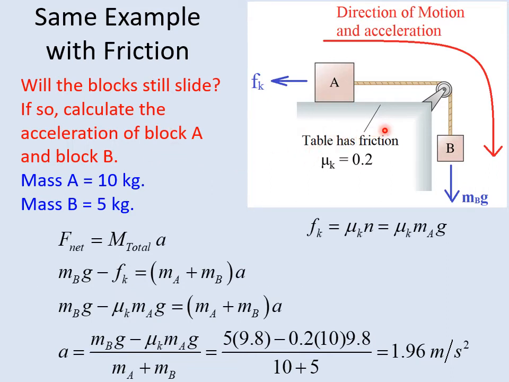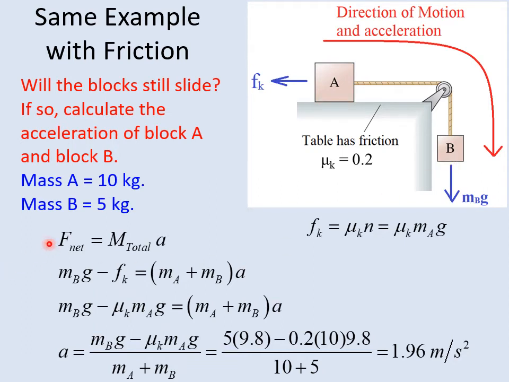So the only difference in this problem now is that we have to include a friction force acting on our system, because this friction force is pulling to the left, and that's in the direction of motion here. So that's going to affect the motion of our system. And of course, we still have to include the weight force of block B, m sub B g, because that weight force is what's pulling the system and making it move. So other than that, we proceed as usual.